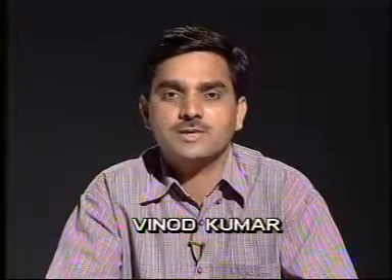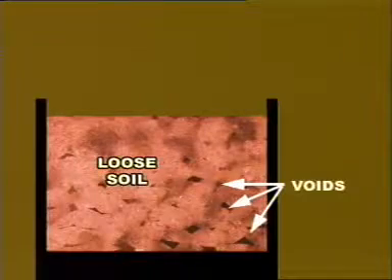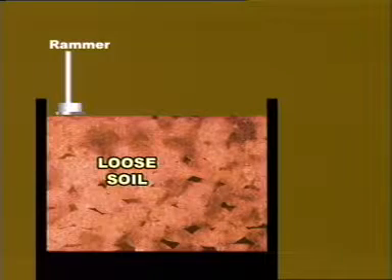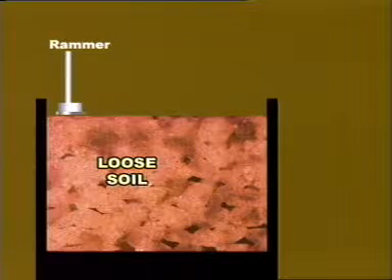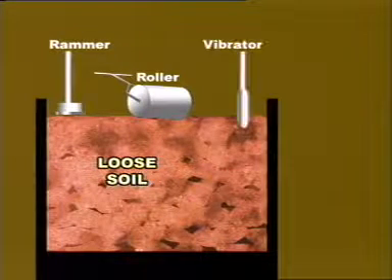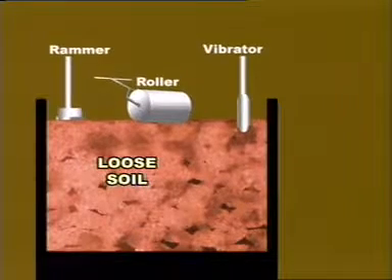Hello friends, compaction is a process by which soil particles are artificially rearranged and packed together into a closer state of contact by mechanical means in order to decrease its void ratio and increase the dry density of the soil. The compaction process can be accomplished by tamping, rolling, or vibration depending upon the type of the soil.